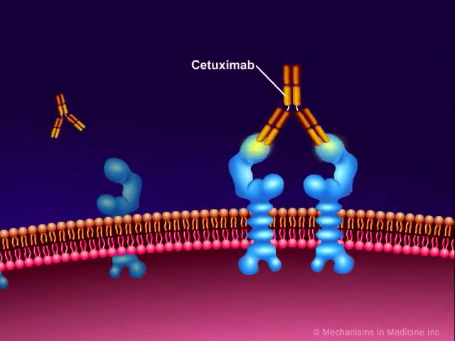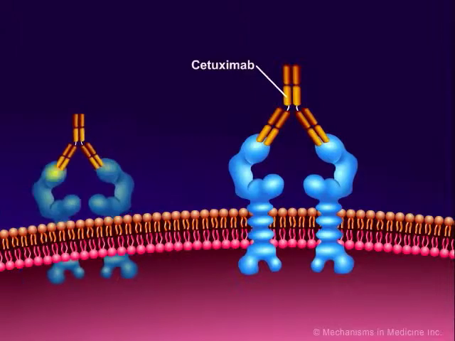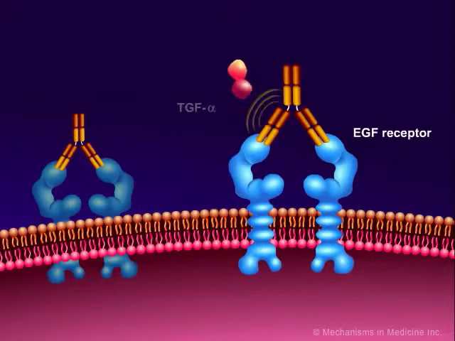Cetuximab, or Erbitux, is an antibody that binds directly to the epidermal growth factor receptor on the normal and tumor cells and competitively inhibits the binding of EGF and other ligands, such as TGF-alpha.